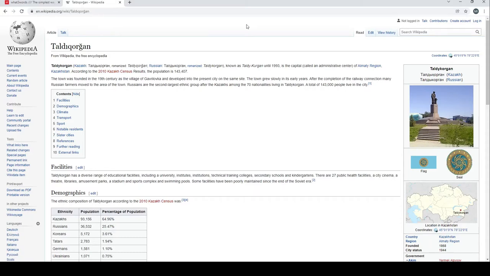Taldykorgan, known as Taldykorgan until 1993, is the capital or administrative center of the Almaty region, Kazakhstan. According to the 2010 Kazakh census results, the population is 143,407. The town was founded in the 19th century as a village of Gavrilovka and developed into the present city on the same site. The town grew slowly in its early years. After the completion of the railway connection, many Russian farmers moved to the area. Russians are the second largest ethnic group after the Kazakhs, among the 17 nationalities living in Taldykorgan.